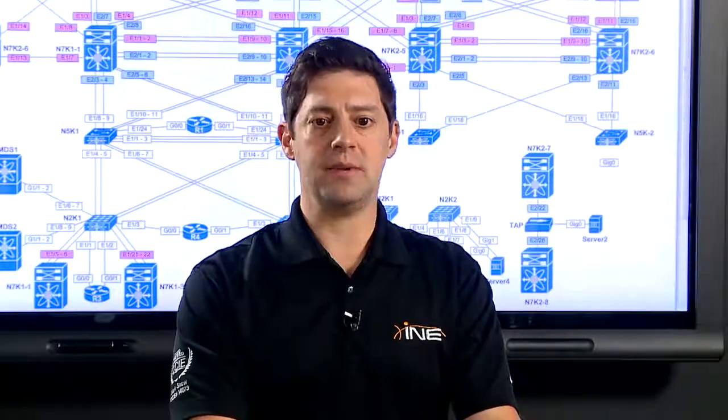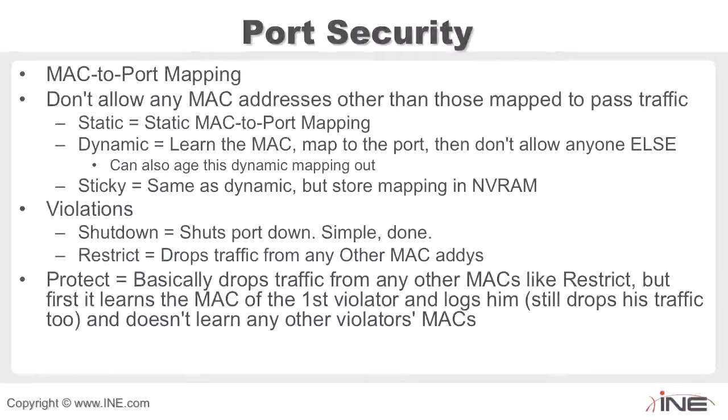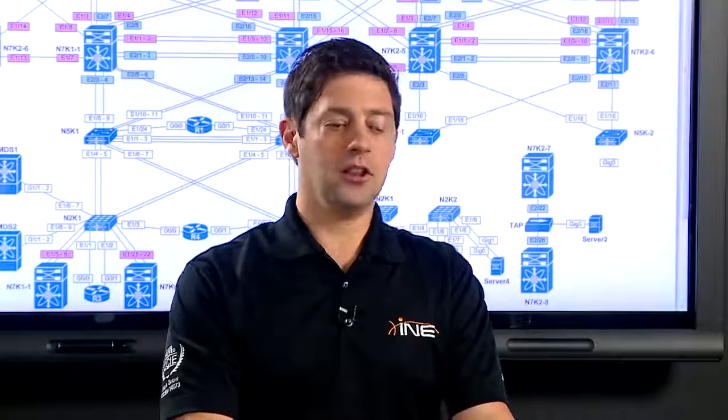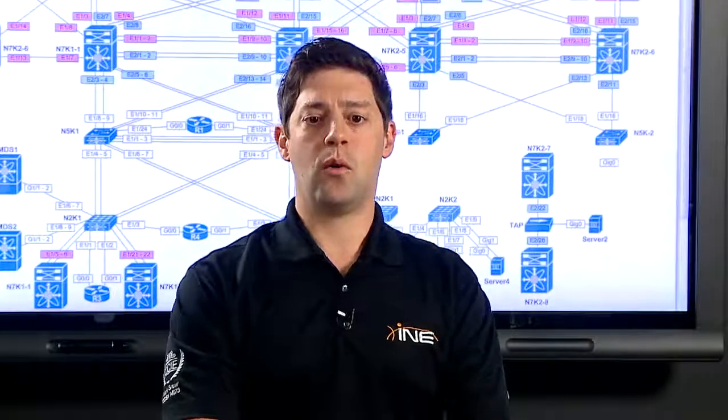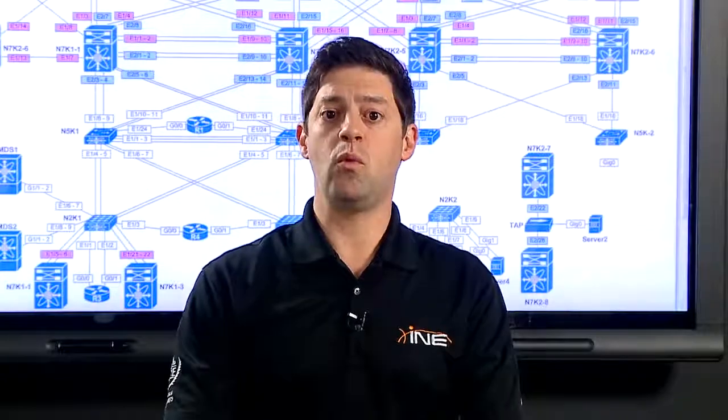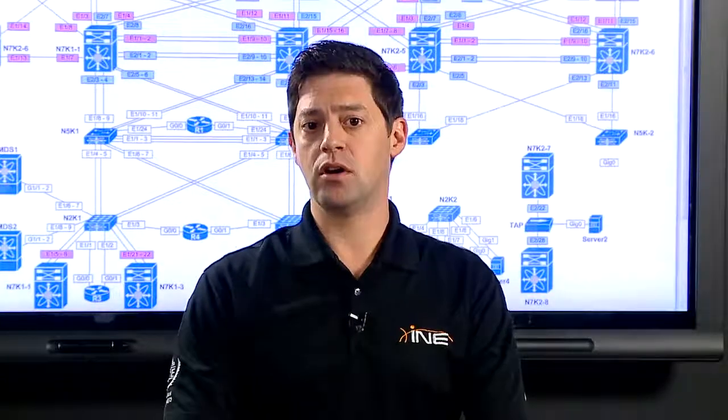And then we also have the ability to protect. The idea is that it basically does the same thing as restrict. It drops the traffic from any other source MAC addresses, like restrict. But first it learns the MAC address, and this is a key point. It only learns the MAC address of the first violator, and it logs them. It still drops his or her traffic as well, but it doesn't learn any other violators' MAC addresses. It learns that first violator's MAC address, and it logs them. This is very important for our accounting in our ISE server. We want to know who is violating our security mechanisms.